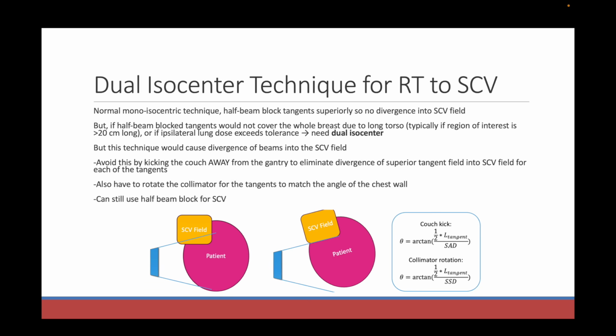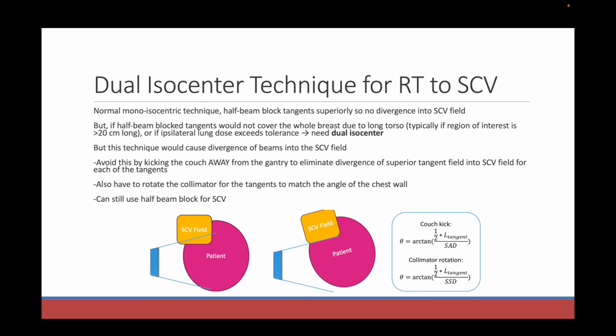Sometimes, however, we have a very long torso, and usually we're able to use the half beam block technique if our region of interest is up to 20 centimeters long. But if it's longer than that, then we're not able to do the half beam block, and half beam block tangents would not cover the whole breast because you have this long torso.